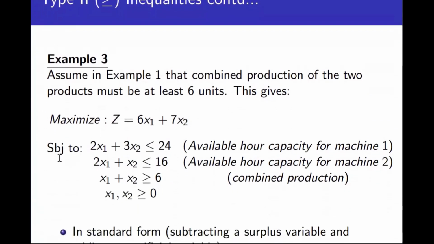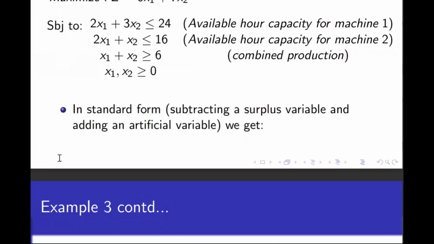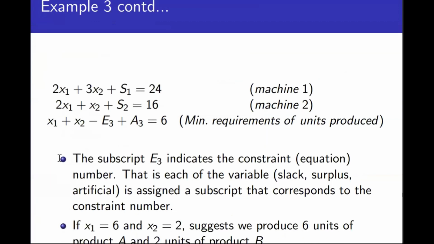Assume in example 1 that combined production of the 2 products must be at least 6 units. This gives maximize 6x1 plus 7x2, 2x1 plus 3x2 is less than or equal to 24, 2x1 plus x2 is less than or equal to 16, then x1 plus x2 is greater than or equal to 6. This is the combined production. In standard form, subtracting a surplus variable and adding an artificial variable, we get 2x1 plus 3x2 plus s1 is equal to 24, 2x1 plus x2 plus s2 is equal to 16. Then we have x1 plus x2 minus e3 plus a3, which is equal to 6.